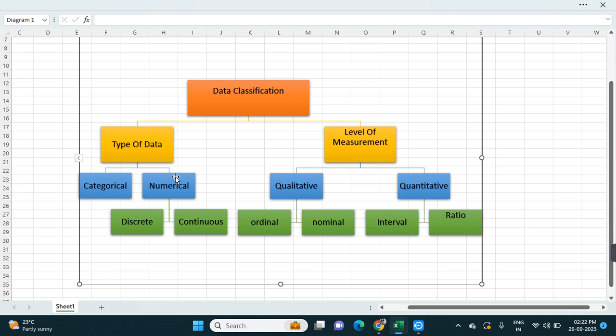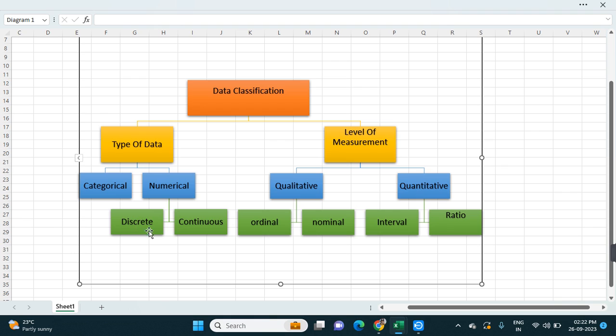The next one is numerical data. Numerical data is the vice versa of this. Numerical data is represented in the form of numbers, which can be used to do calculations, addition, subtraction. All this is possible on numerical data. So numerical data is again classified into two types. The first one is discrete and another one is continuous.